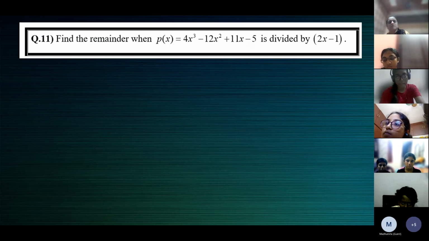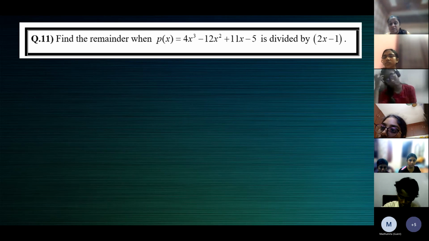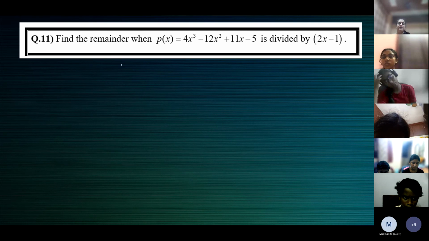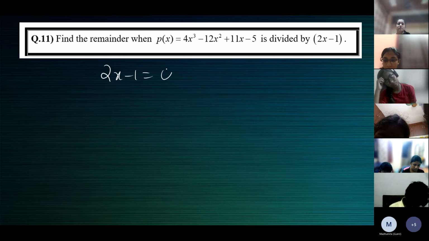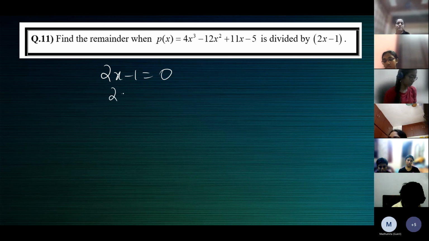Yeah. What's the question here? Find the remainder. You should find the remainder. The remainder is not given. You must find the remainder when p of x is divided by 2x minus 1. That means, I'll tell you what, always equate the divisor to 0. So 2x minus 1 is equal to 0. 2x is equal to 1. X is equal to 1 by 2.